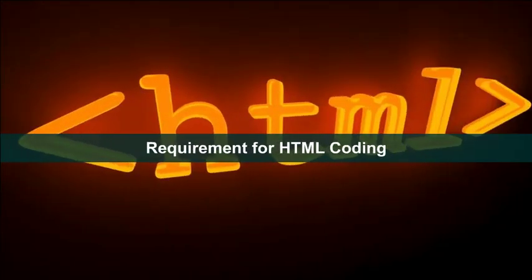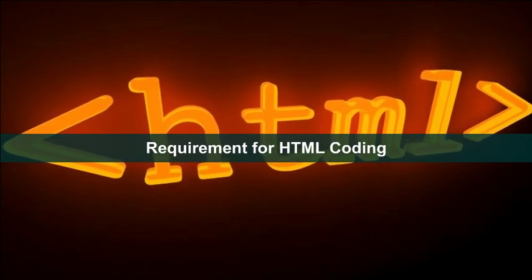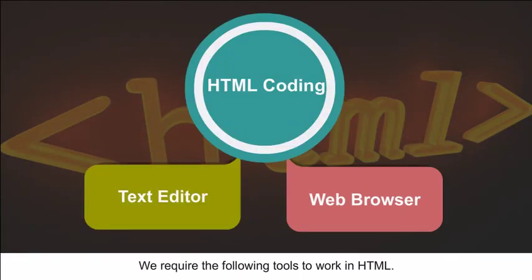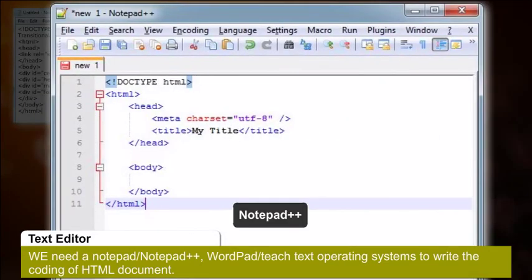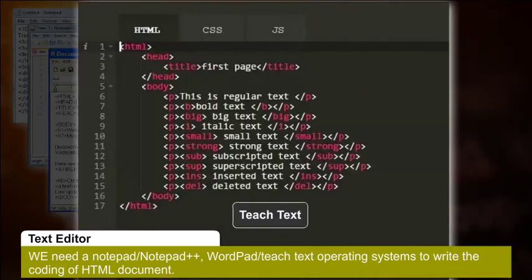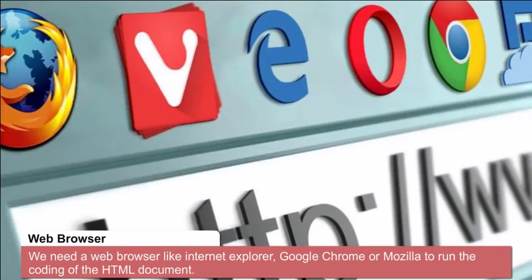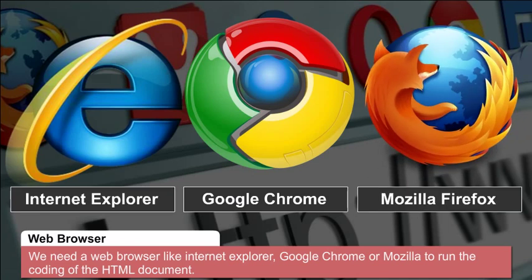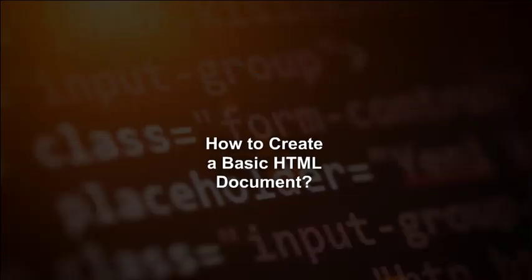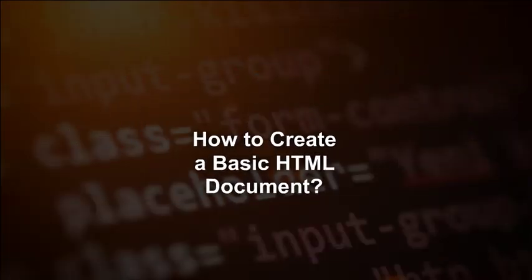Requirement of HTML coding. We require the following tools to work in HTML. Text editor. We need Notepad, Notepad++, WordPad, or text editors of operating systems to write the coding of an HTML document. Web browser. We need a web browser like Internet Explorer, Google Chrome or Mozilla to run the coding of the HTML document.